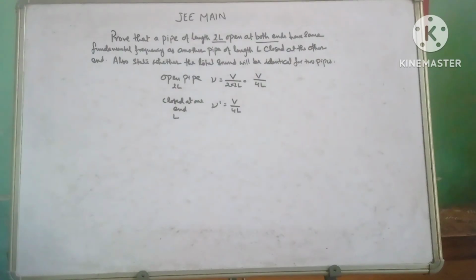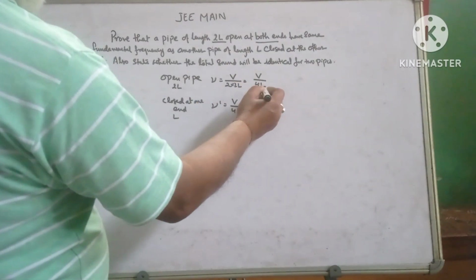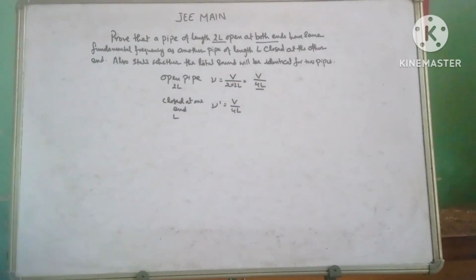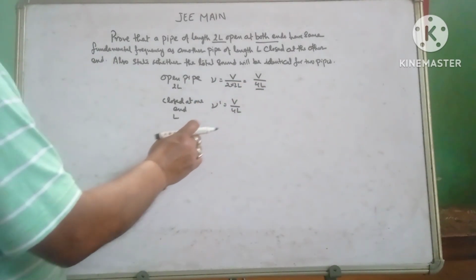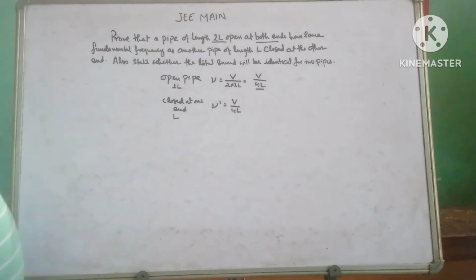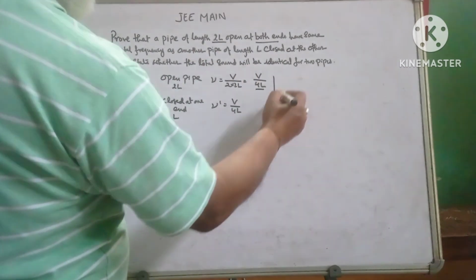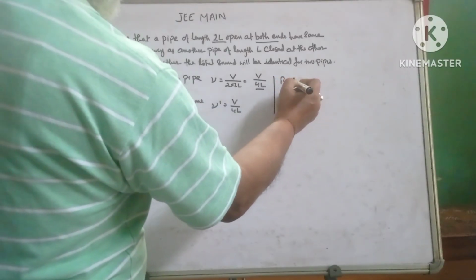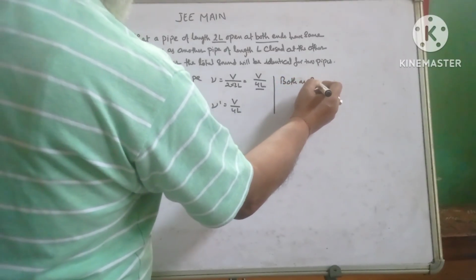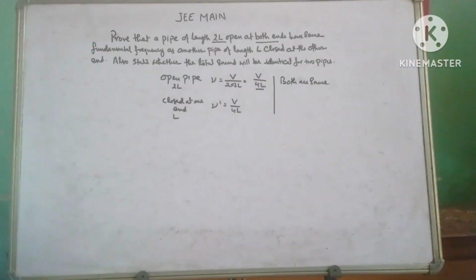So what do we find here? An open pipe of length 2L, its fundamental frequency, and a closed pipe at one end of length L, its fundamental frequency, both are the same.